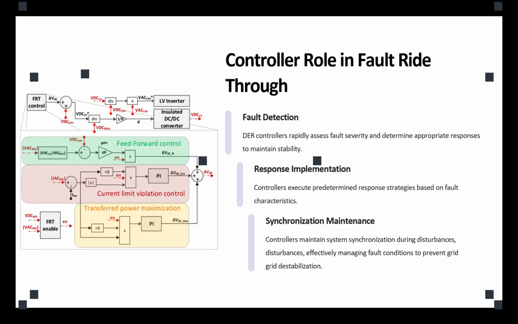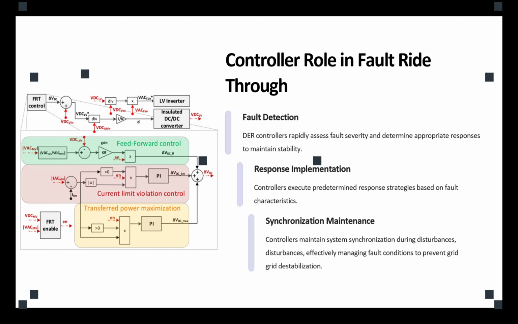What would be the controller role in fault ride through? As we said, the first action is the detection of the fault. So we have to find out when the disturbance happens. The first thing is that we find that disturbance.